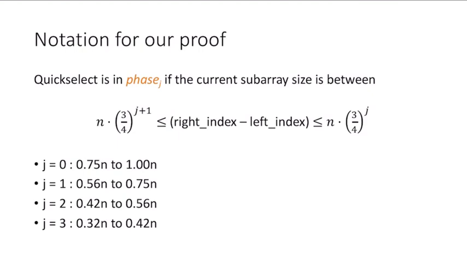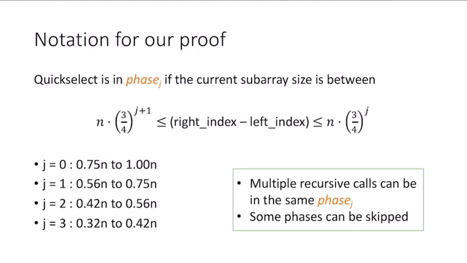So that's kind of abstract. Let me try to make it a little more concrete by giving you some pictures. Actually, before I do, I want to make these two points. We can have multiple recursive calls, so multiple calls to partition, that are in the same phase. Let's say we pick the maximum element. We had 100% of the elements, and let's say we had 100 elements to begin with. We pick the maximum element, and now we have n minus 1 elements, so 99. We're still in this 75% to 100% range. In fact, we have 99% of the elements.